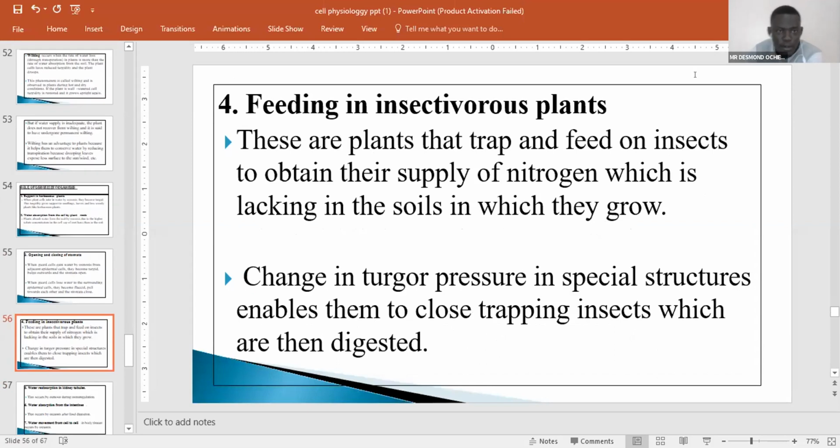The fourth role that is played by osmosis is feeding in insectivorous plants.